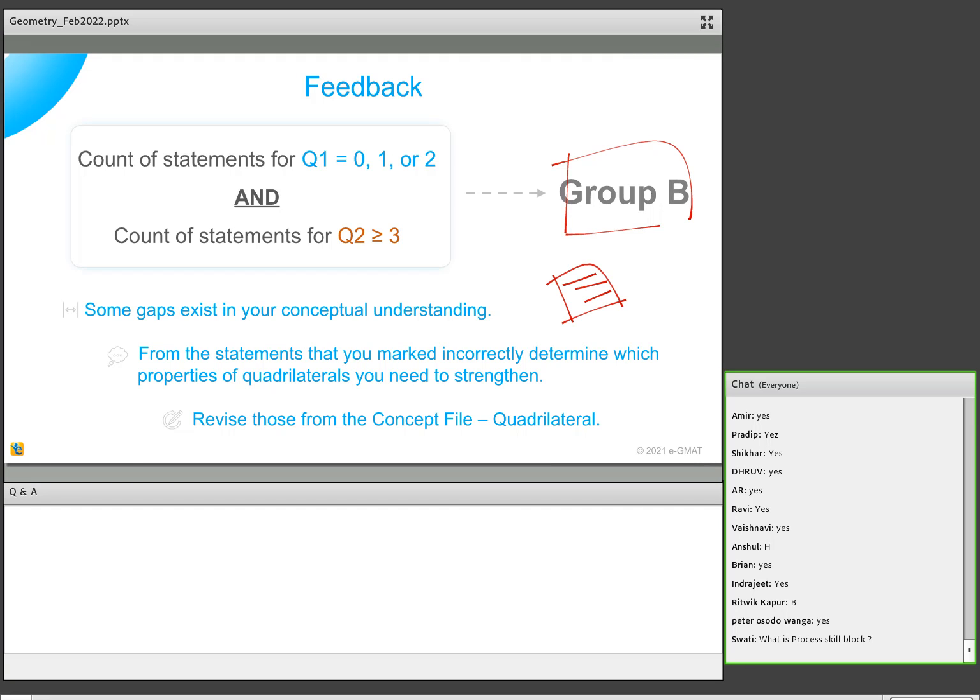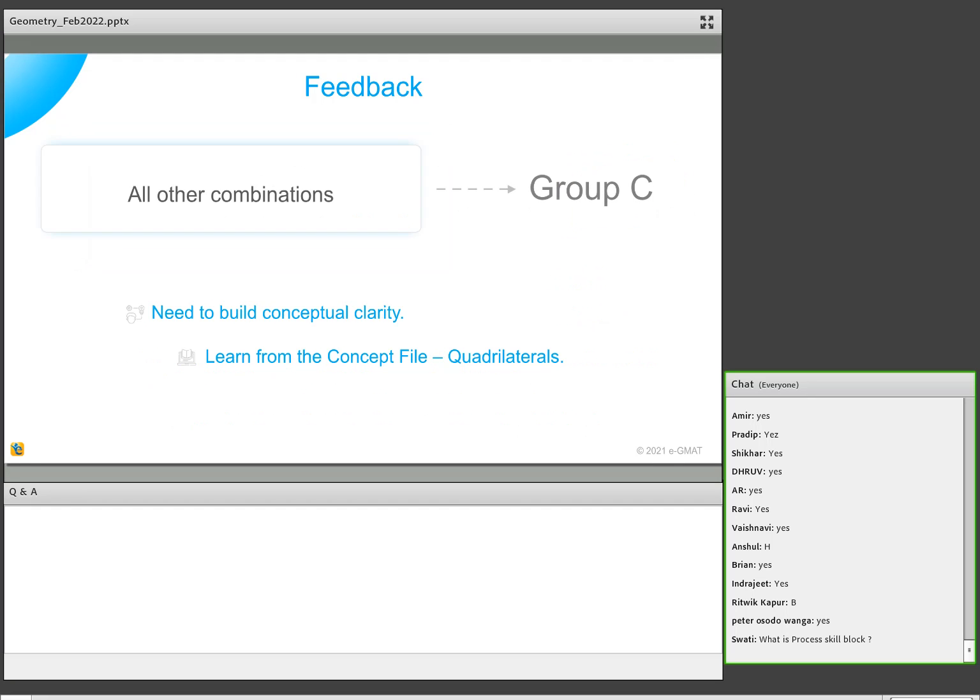Whichever statement you went wrong, for example, if you are not sure about the perpendicular bisection that happens in square or rhombus, then you should look at the properties of square and rhombus. Make sure all the properties of square and rhombus are well known to you. Okay. But otherwise, you guys may be clear. You can go directly to the next aspect. If you are in group C, then you need to start from scratch. You need to build conceptual clarity from step 1.